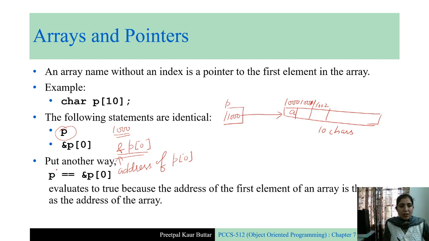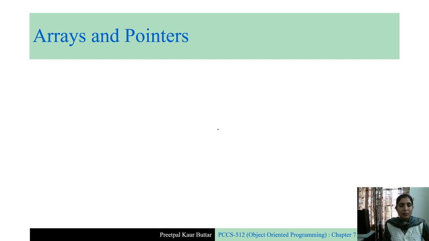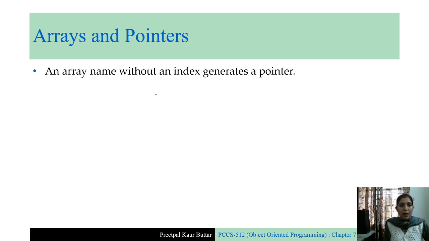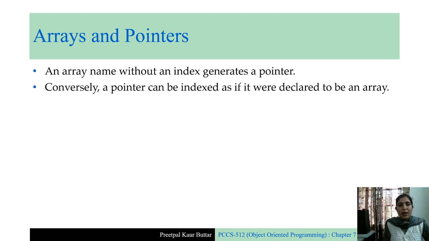And when you try to evaluate this expression, it evaluates to true, because the address of the first element of the array is the same as the address of the array, right? An array name without an index generates a pointer. Conversely, a pointer can be indexed as if it was declared to be an array. A pointer can also be used like an array.